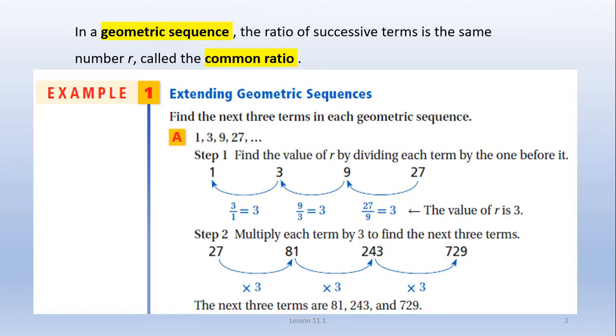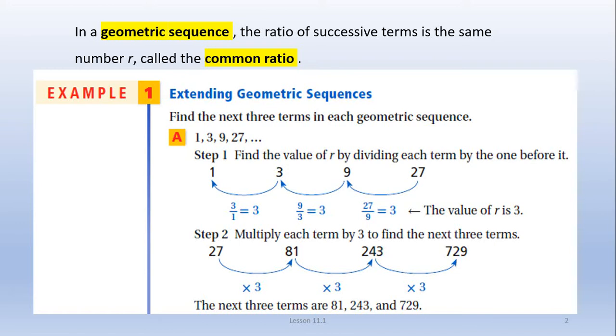As you can see, the first term is 1, then it becomes 3, then 9, then 27. I think you all can guess that we are multiplying by 3. If we multiply 1 by 3, we get 3, and 3 by 3 is 9, and 9 by 3 is 27. Now this fixed number, we call it the common ratio.